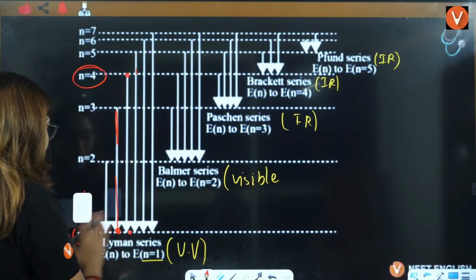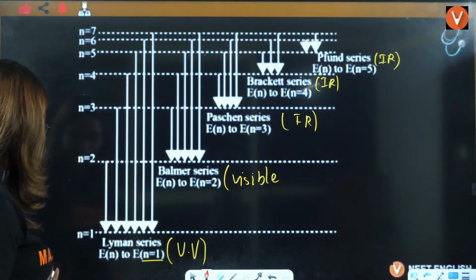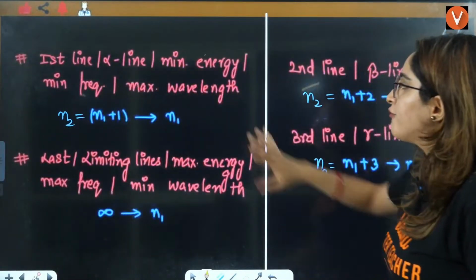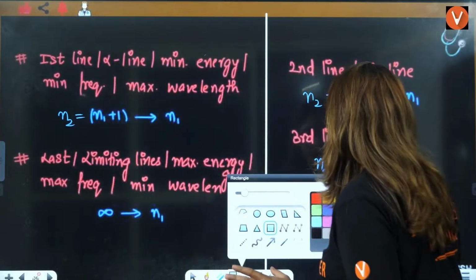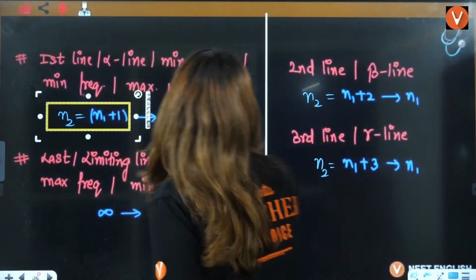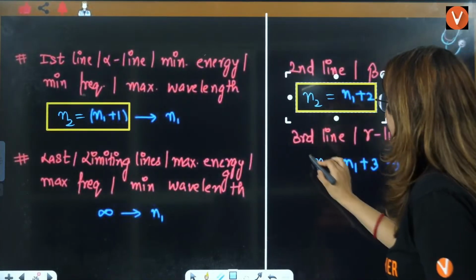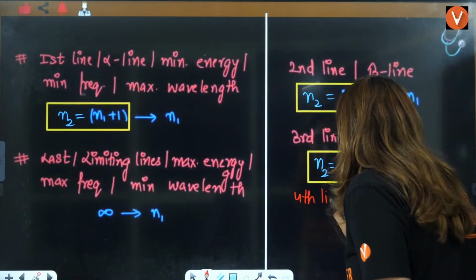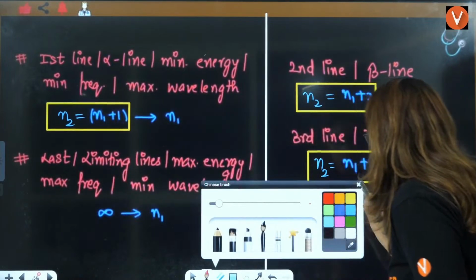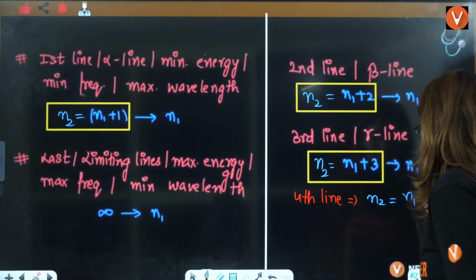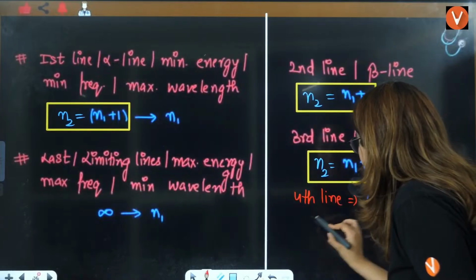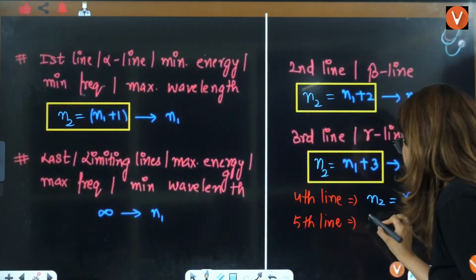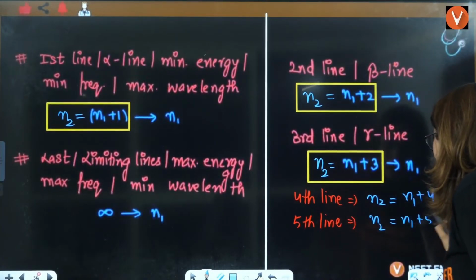Right? So what we want to say here is that if they give you the first line, the first line is N2 equals N1 plus 1. The second is N2 equals N1 plus 2. The third line is N2 equals N1 plus 3. Now, can you tell me what is the fourth line? Everybody, what is the fourth line? N2 equals N1 plus 4. What is the fifth line? Everybody, what is the fifth line? The fifth line is N2 equals N1 plus 5, and so on.